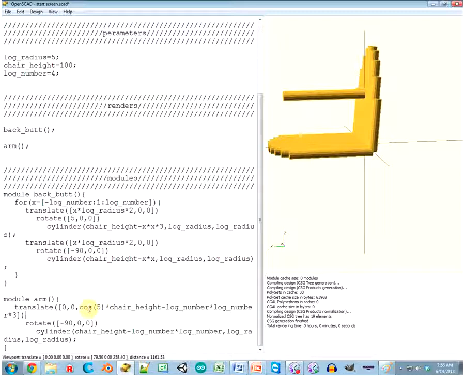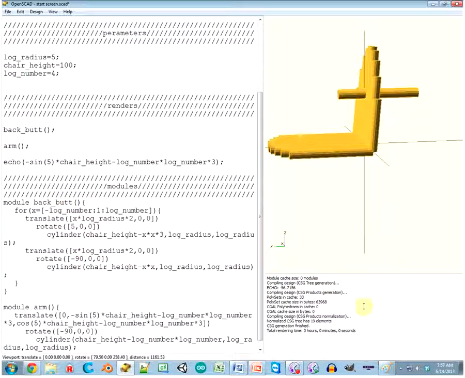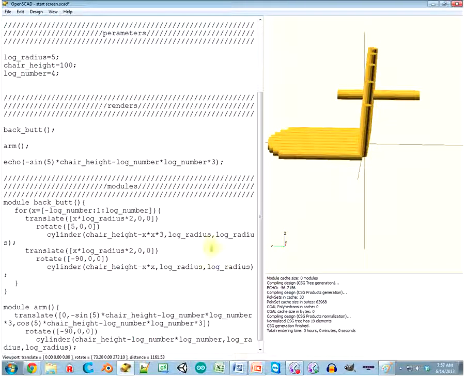Wouldn't that just be sine of angle 5? Cool. Just sine. We can just copy. And then on the Y, go negative, paste, and make that sine. Whoa! That's a problem. Let's echo it. Echo negative sine times 5 times chair height times 3, copy, paste. Negative 56. That is definitely not 56.